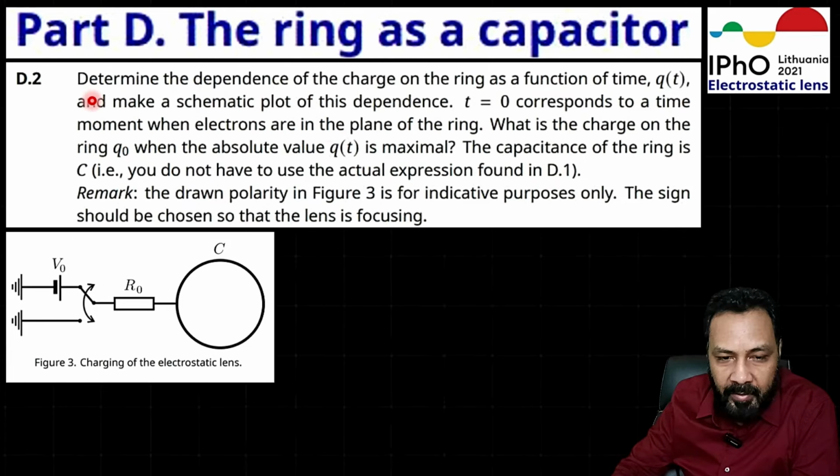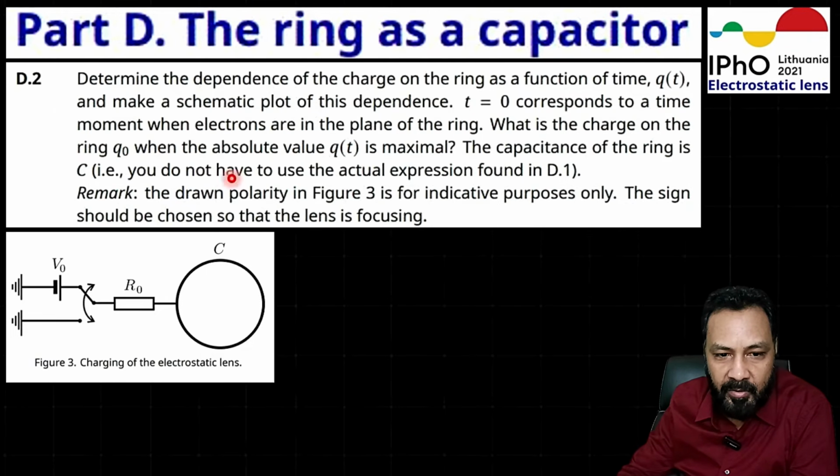So now we have to find the dependence of the charge on the ring as a function of time, and make a schematic plot of this dependence. Q is equal to 0 corresponds to the time moment when the electrons are in the plane of the ring. What is the charge on the ring, that is Q naught, when the absolute value is maximal? Capacitance is C. You don't have to use the actual expression, just write every expression in terms of C. The polarity is for indicative purposes.